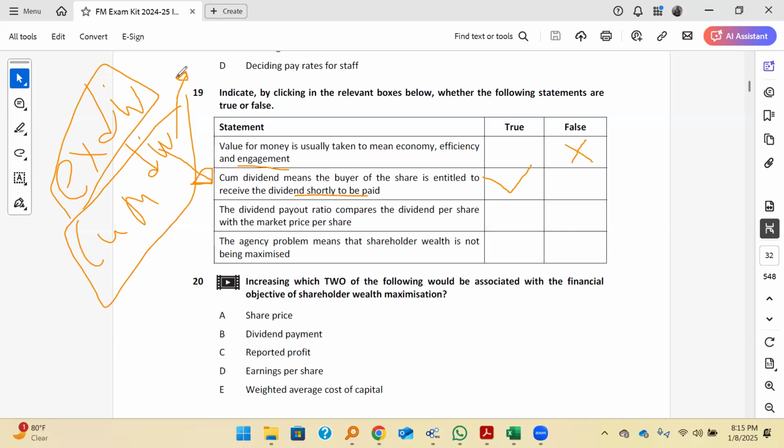So that's come dividend. Then dividend payout ratio compares the dividends per share with the market price per share.